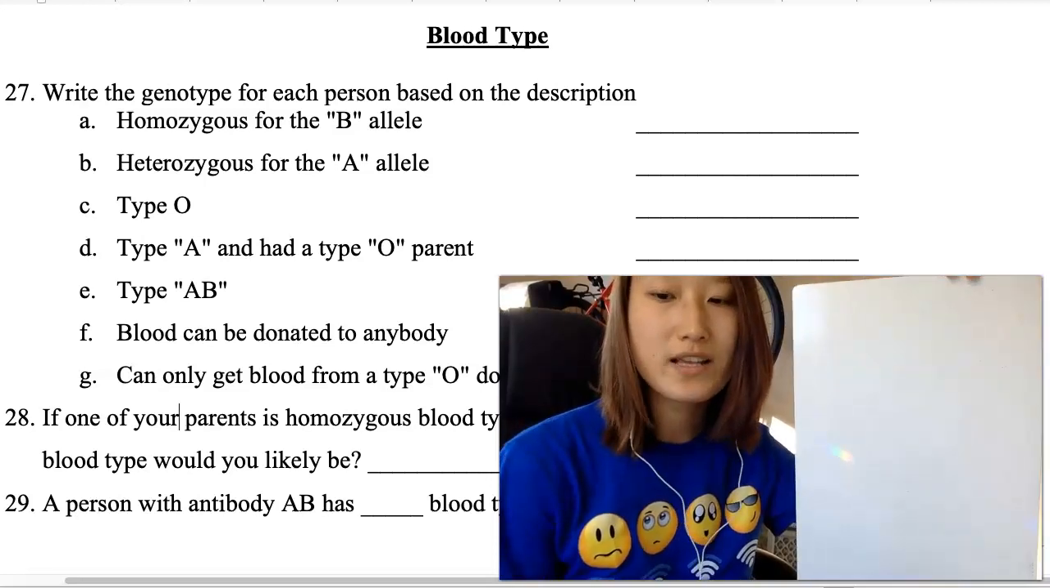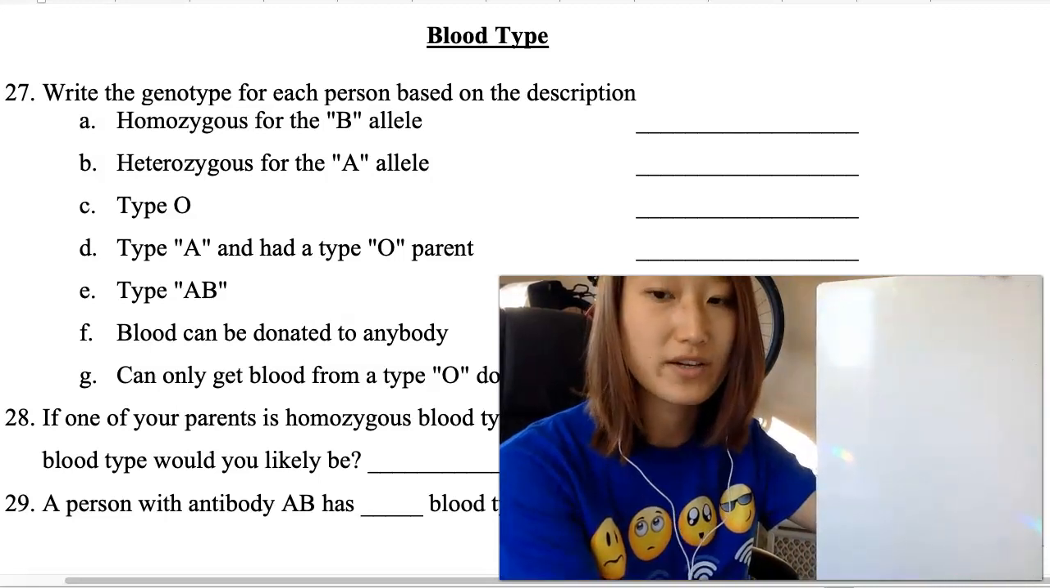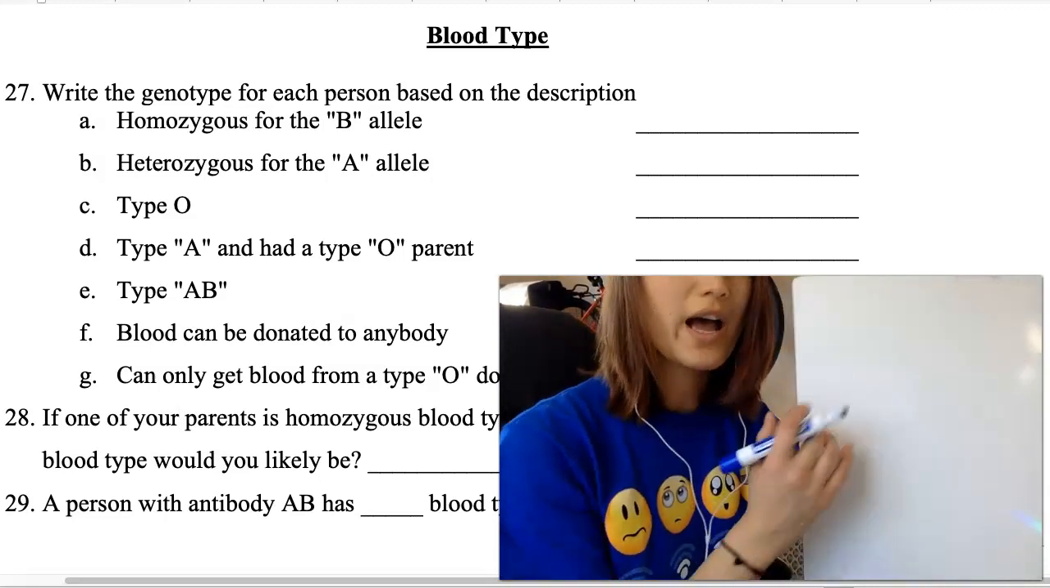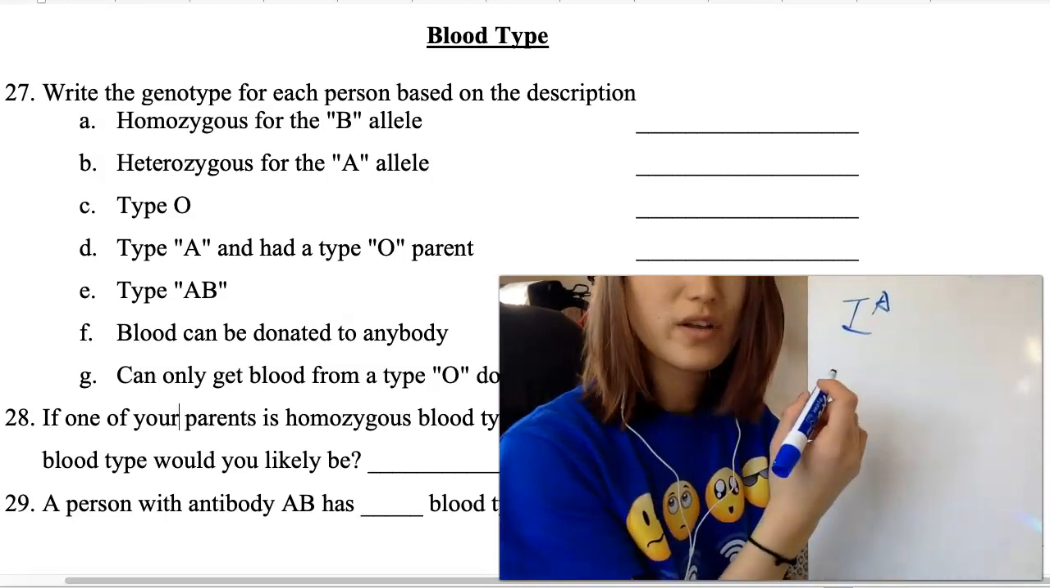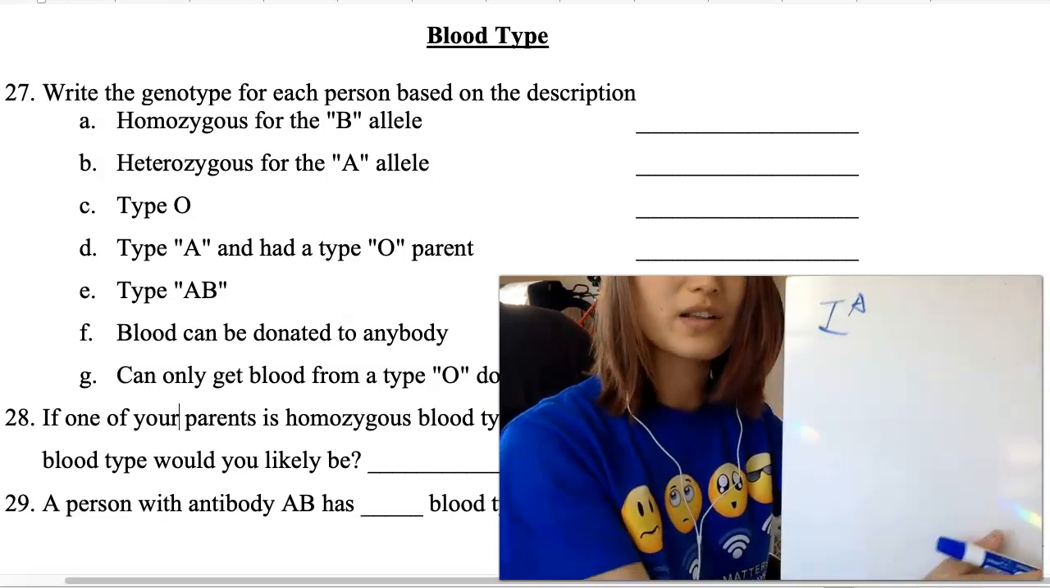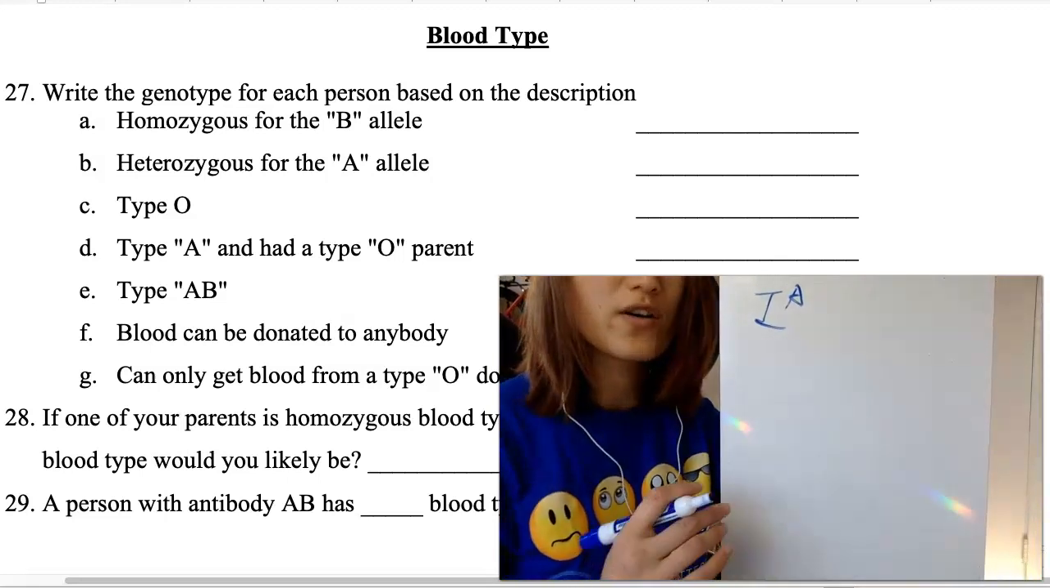Hello everyone, in this video we're going to talk about blood type. With blood type, you need to understand that it's a multiple allele situation and a codominant situation at the same time. So how it works is that you can have big I^A as a dominant allele, and this A allele codes for what we call antigen A.